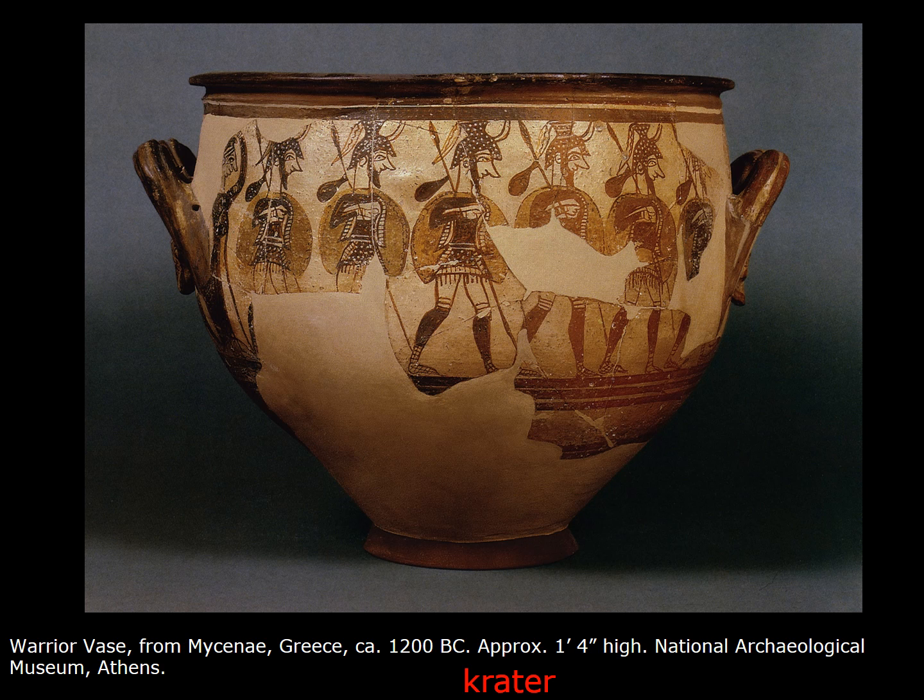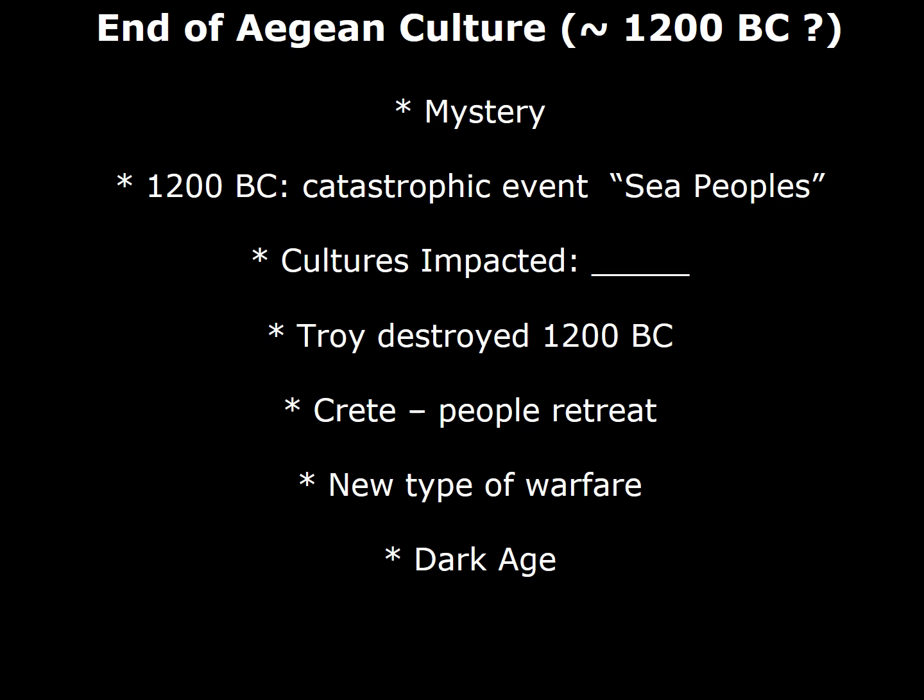But this is pretty much a good moment to think about what is happening to the Mycenaeans. This object was created in 1200 BC, and the Mycenaean world, as they knew it, was about to be drastically changed. What brought about the end of Aegean culture?